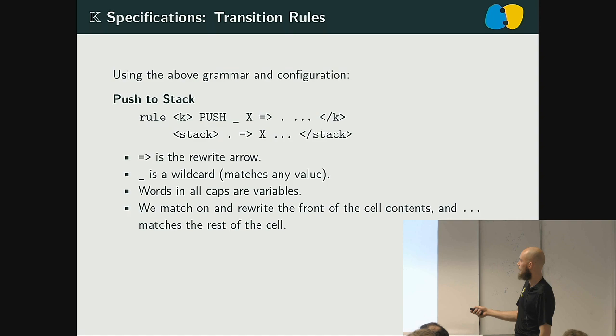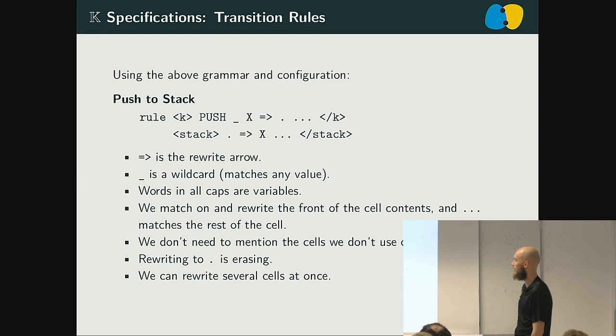So this dot, dot, dot means at the head of the cell. There's just some syntactic sugar in there that you don't have to worry about. We don't need to mention all the cells. We just mention the cells we modify. Rewriting to dot is erasing, and the rewrites look like this. You take every cell and rewrite their content separately, so we can touch several cells at once.